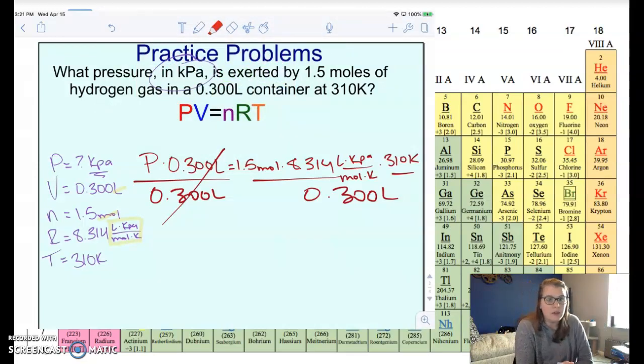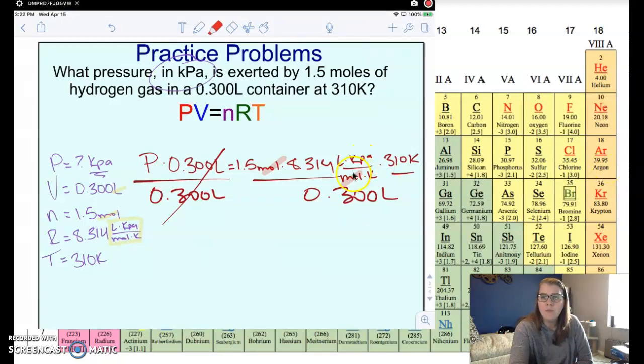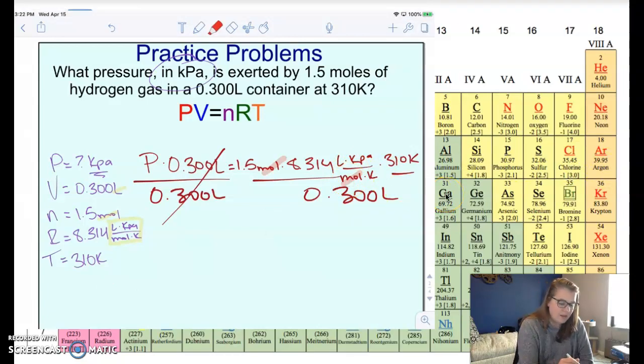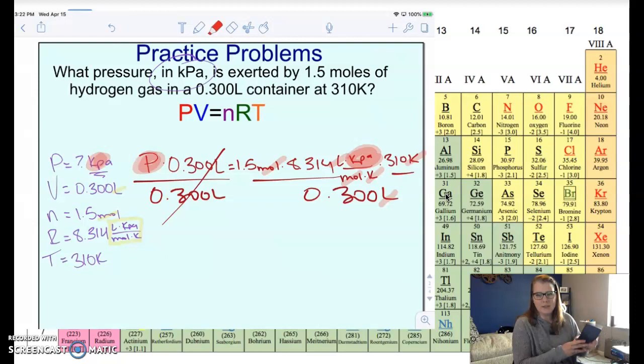So if I'm looking here, I've got moles here and here. This moles, the one right here, is the one that's coming from that R unit. I've got liters here and here. I've got Kelvin here and here. And so as far as units go, everything cancels out except for kilopascals. And what I wanted to solve for was pressure in kilopascals. So when you have that gigantic R unit, that allows for all of the units to cancel out except for the one that you're looking for. And that's why we use that.